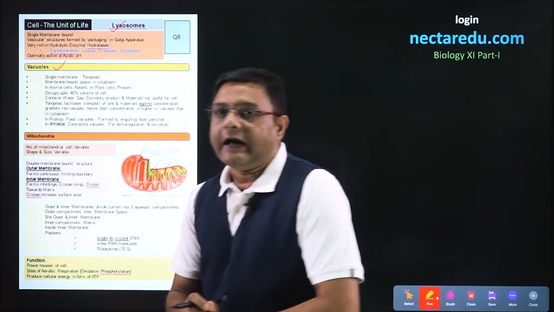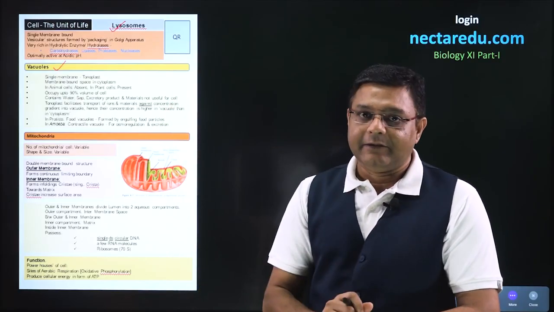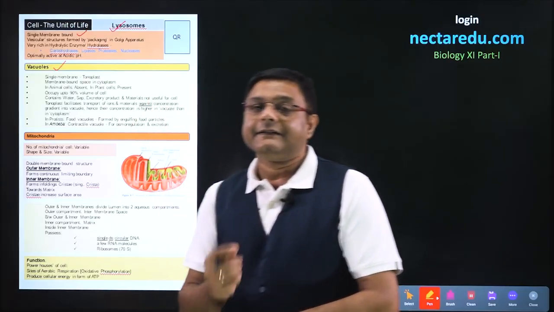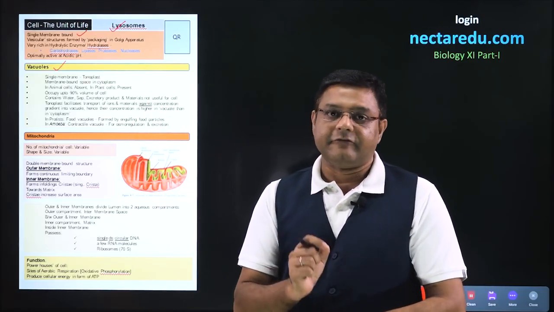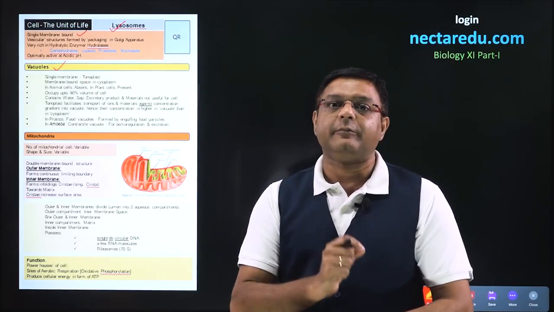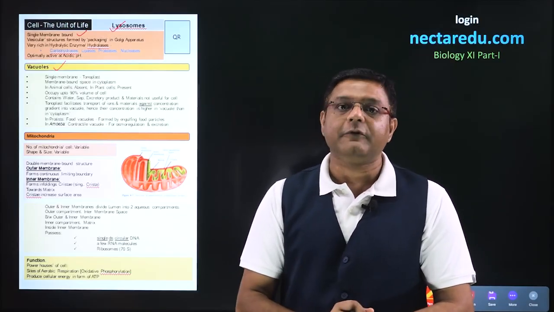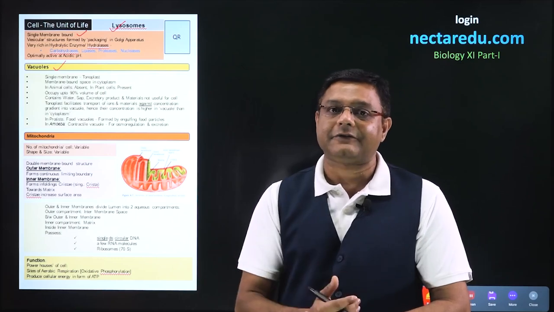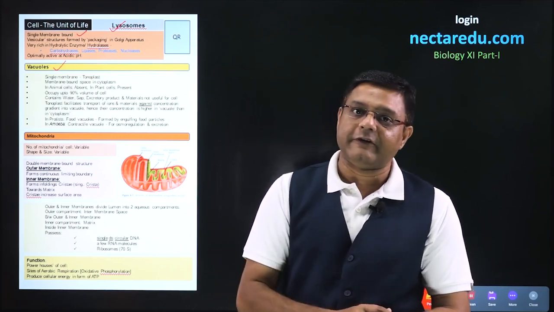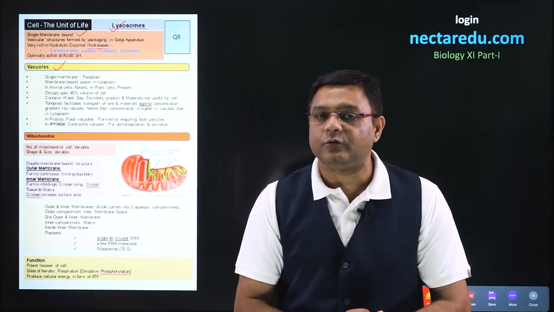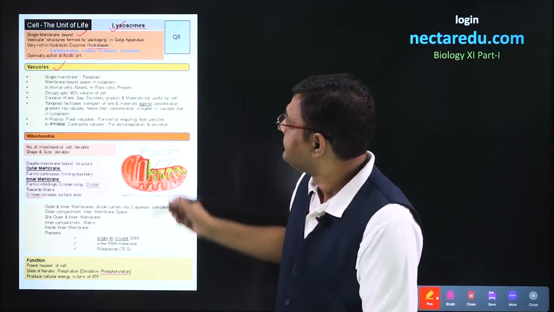If we talk about lysosomes, then it has a single membrane. So these are single membrane bound and vesicular structures. Vesicular structures means they will be in the form of vesicles, and these will be formed from the Golgi apparatus. The Golgi apparatus function was the formation of vesicles, and the same process results in the formation of lysosomes.